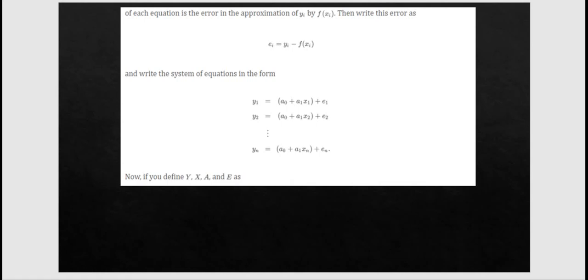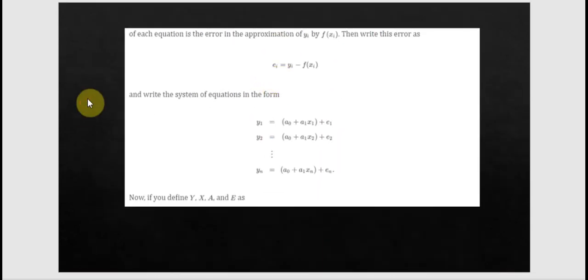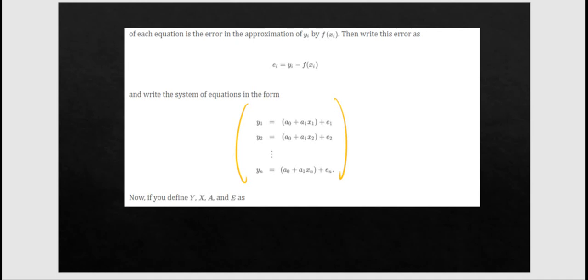and write the system of equations, that's what we're after, with the idea of the matrix in this form here that's given. Now, if you define Y, X, A, and E as this, and here's what they do. Let's go back. What we're going to do is, from the given points, the way they're given is some x sub i and some y sub i, right?